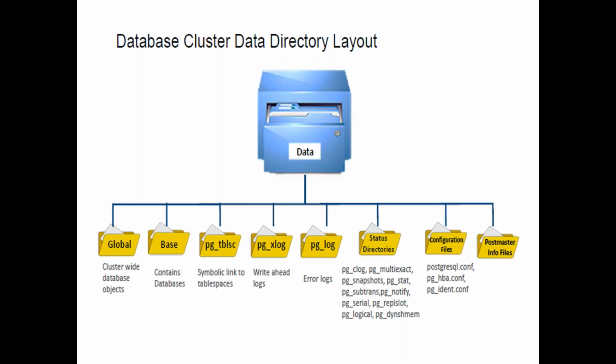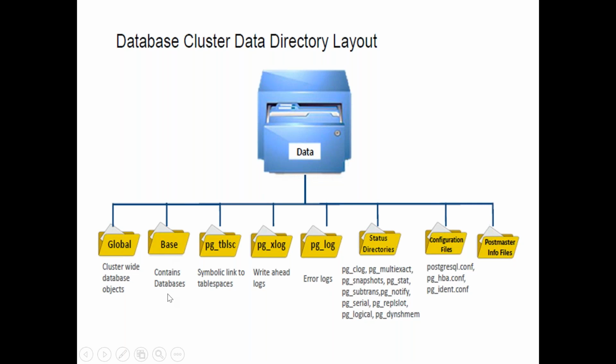Then this is the directory layout for Postgres: the global and base directories, pg_tblspc, pg_xlog, pg_log, status directories, configuration files, and postmaster info files. The global directory contains cluster-wide database objects. Under the data directory, important for us is the write ahead log, pg_xlog, which contains the WAL files. pg_tblspc contains links to the tablespaces. A tablespace can exist anywhere on that machine, but in this data directory a soft link would be created.